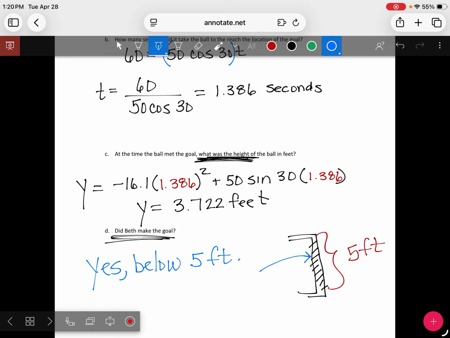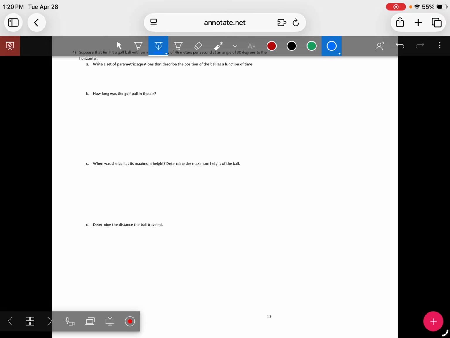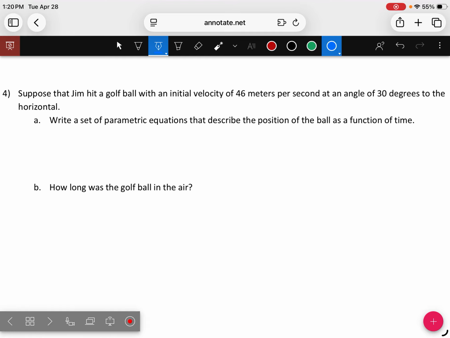Same thing, over and over. Two more. We'll be done. All right, now we're talking about golf. Let's talk about golf. Jim is hitting a golf ball with an initial velocity of 46. Oh, wait a minute. We switched. Meters per second. And the angle is 30.